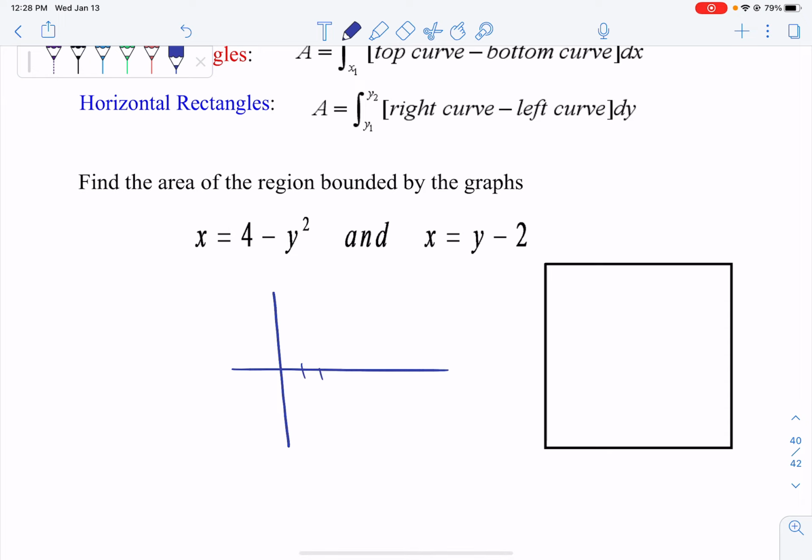So this is going to be shifted over 4, but it's going to go to the left like this because it's x equals negative y squared instead of y equals negative x squared. And then my x equals y minus 2, same thing. Instead of just x equals y and then shifting to the left, what would we have had? X equals y minus 2. So that would have actually shifted us down 2, and it would have looked like this. This time it's y minus 2.